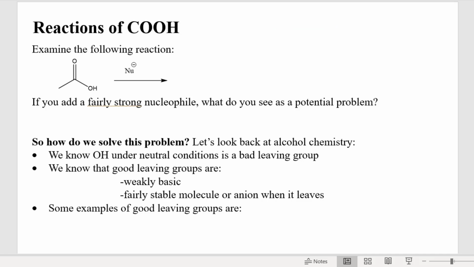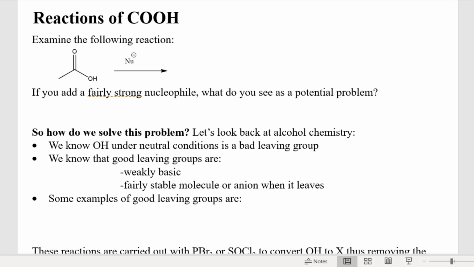at 1,2 additions. So the reactions of carboxylic acids. We're going to start with doing these 1,2 additions on carboxylic acids. And I think carboxylic acids are kind of the more difficult ones. And here's why. Let's look at the following carboxylic acid and a nucleophile. If you're adding a strong nucleophile, right, it's got a negative charge, what do you see as a potential problem?